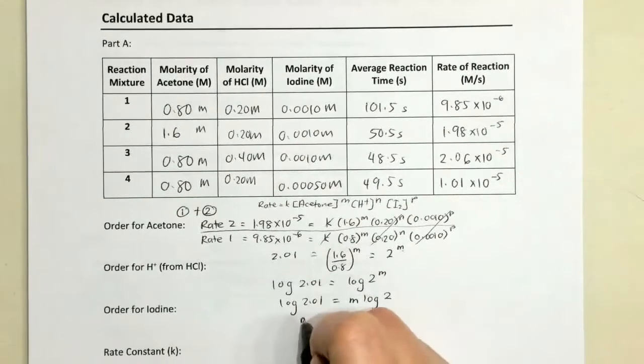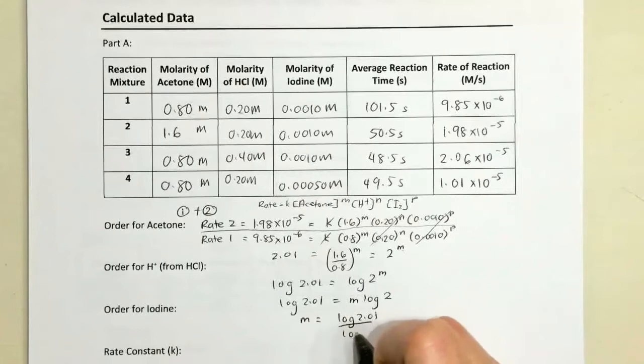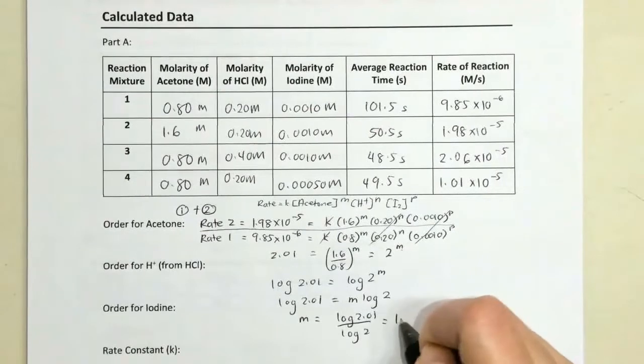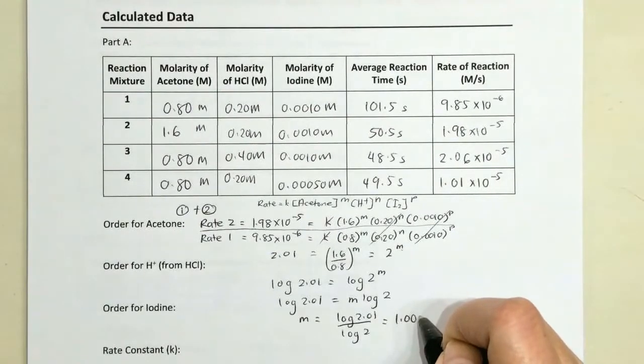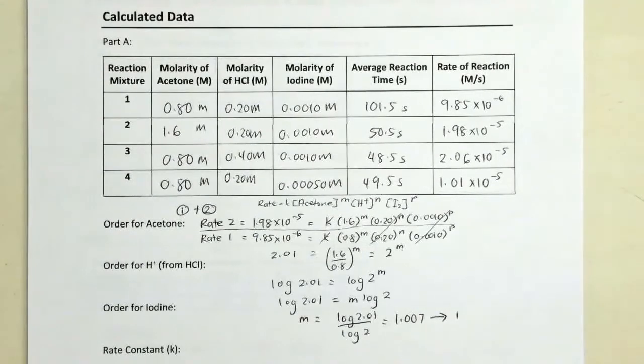So now we want to solve for m. M is going to be log of 2.01 divided by log of 2. So let's do that on our calculations. What did we get? I got 1.007. So, I mean, obviously it's just 1. So I'm going to round the order to 1. So that means the order of acetone is 1 in this case.